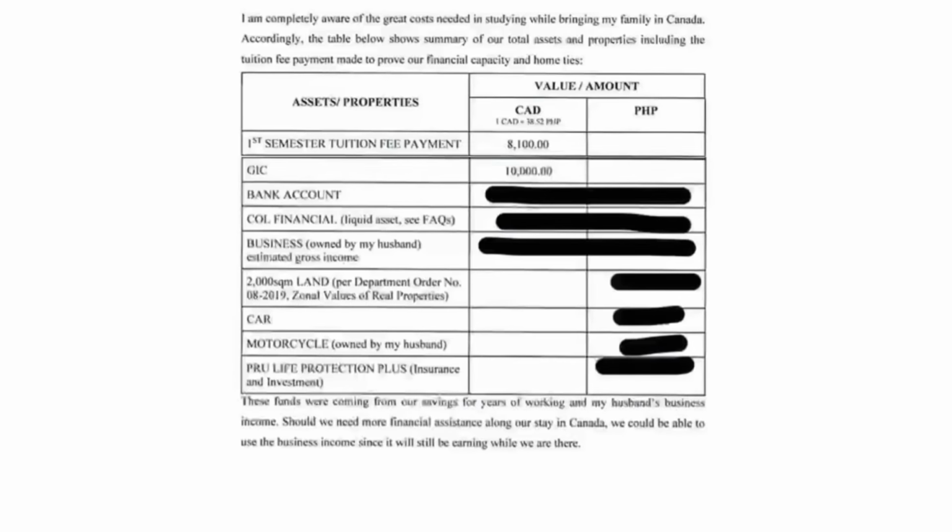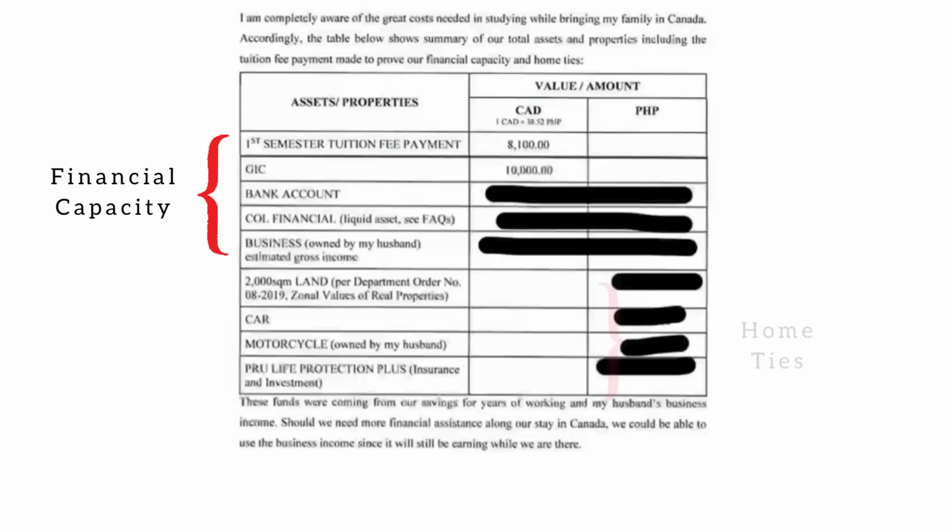Then the 5th paragraph is my financial capacity and home ties.